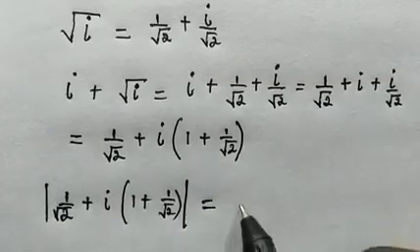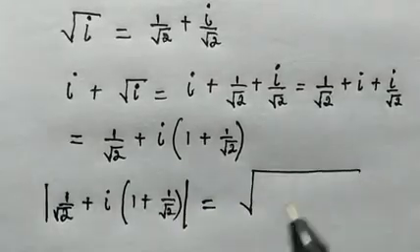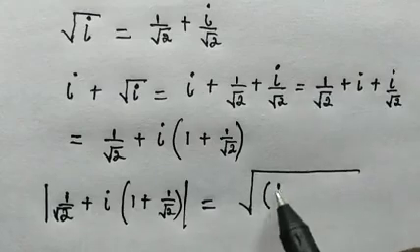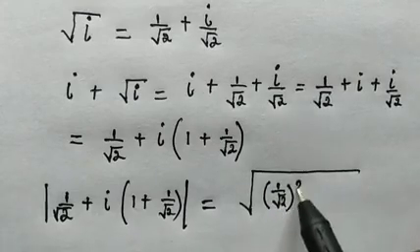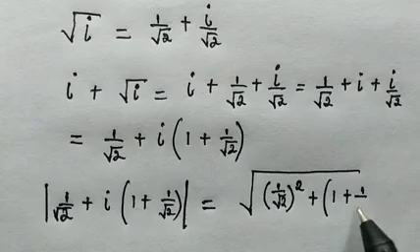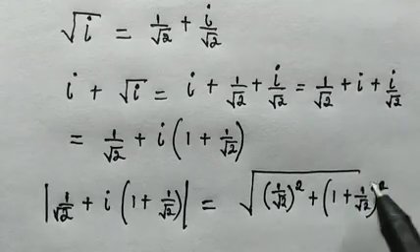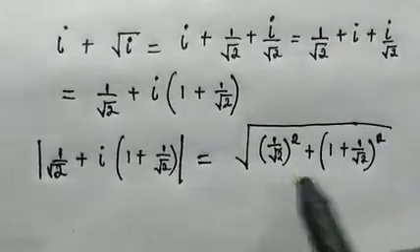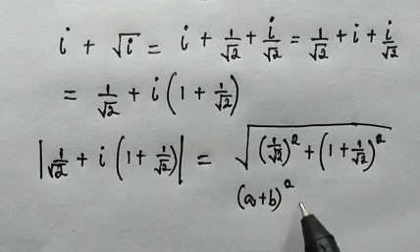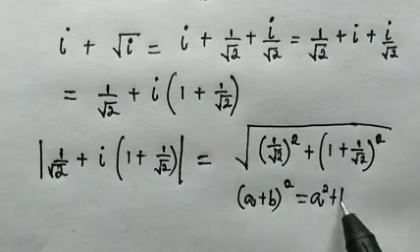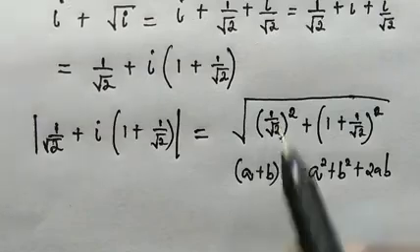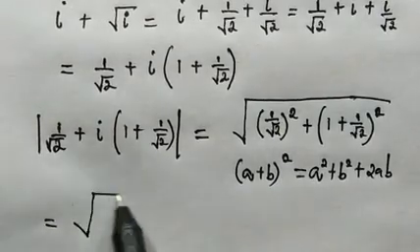So this will now be equal to the square root of the real part squared plus the imaginary part squared. So the real part squared will be 1 over root 2 squared, plus the imaginary part squared will be 1 plus 1 over the square root of 2 squared. For this part here, we shall make use of this identity: A plus B squared is equal to A squared plus B squared plus 2 times A times B. So here, this will be equal to the square root.